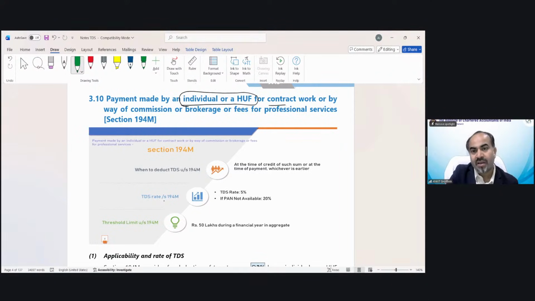And you can see for contract work, that means section 194C, by way of commission, brokerage, section 194H, and only professional services fees, which is included under section 194J. So for technical services, royalty, etc., there is still no TDS if the payer is an individual HUF with less than 1 crore turnover or less than 50 lakh professional receipt. So those kind of payers can deduct TDS under section 194M.